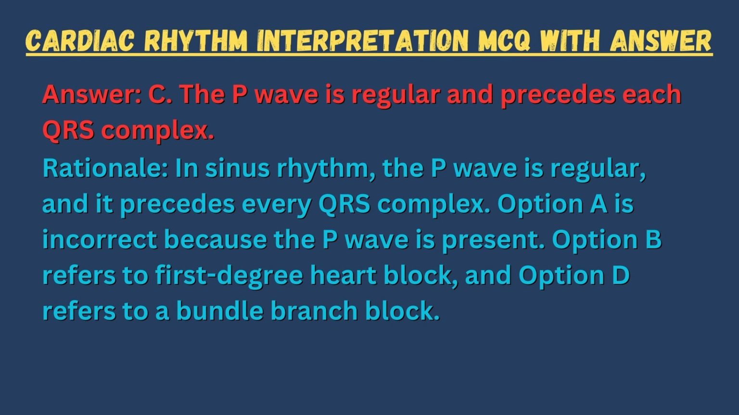Answer. C. The P wave is regular and precedes each QRS complex. Rationale. In sinus rhythm, the P wave is regular, and it precedes every QRS complex. Option A is incorrect because the P wave is present. Option B refers to first-degree heart block, and option D refers to a bundle branch block.